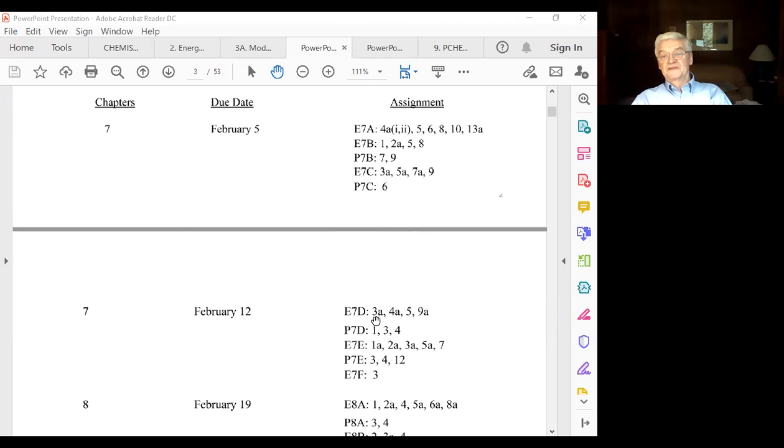On a problem, if it says like 3A, that means you only do part A. There might be a part B and C. If it says 1, 3, or 4, even if they have several parts, do all of the parts.